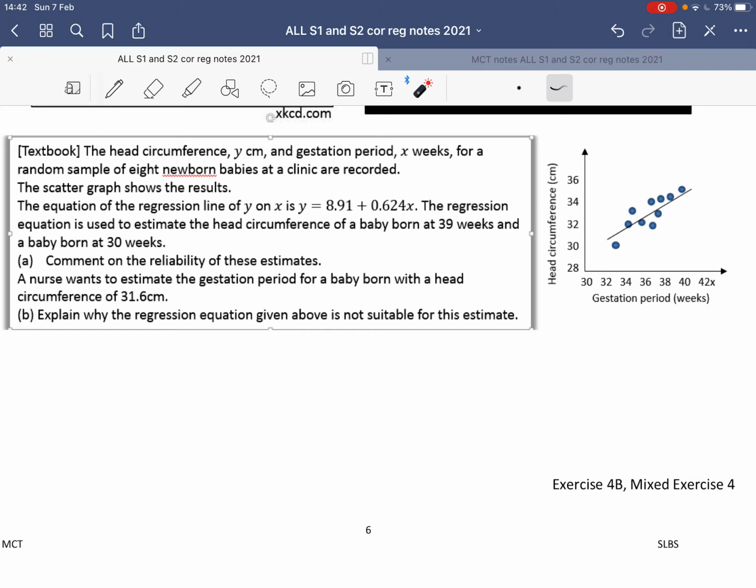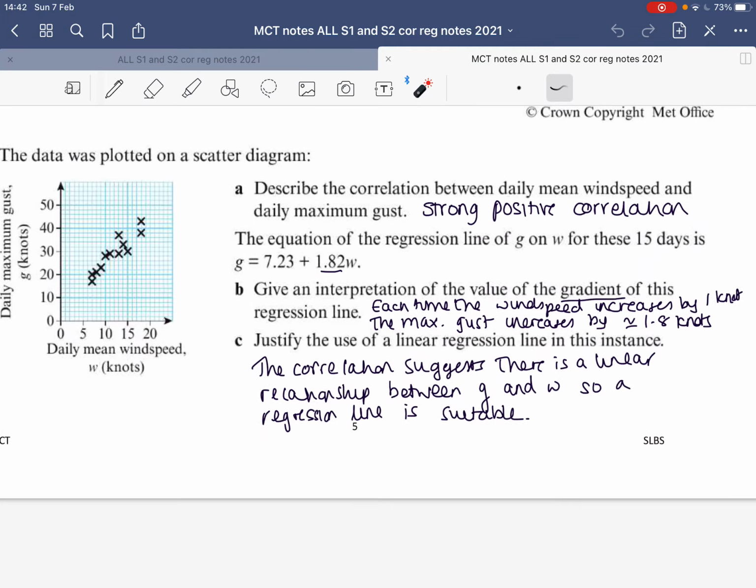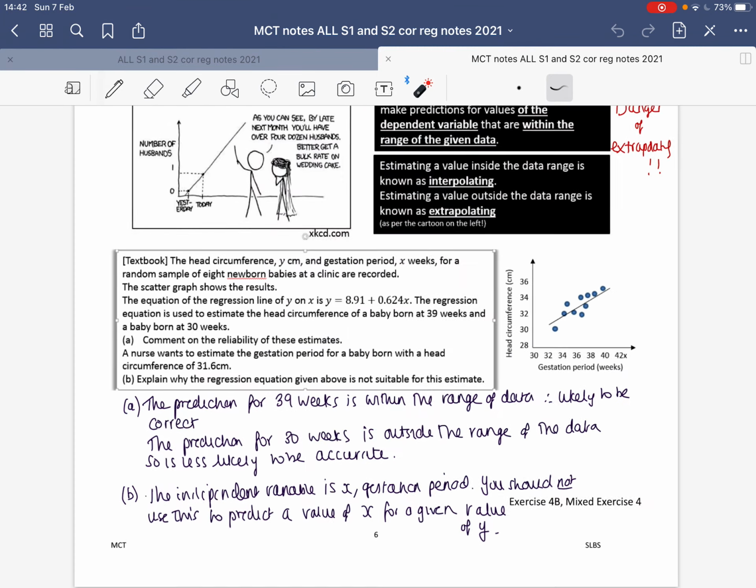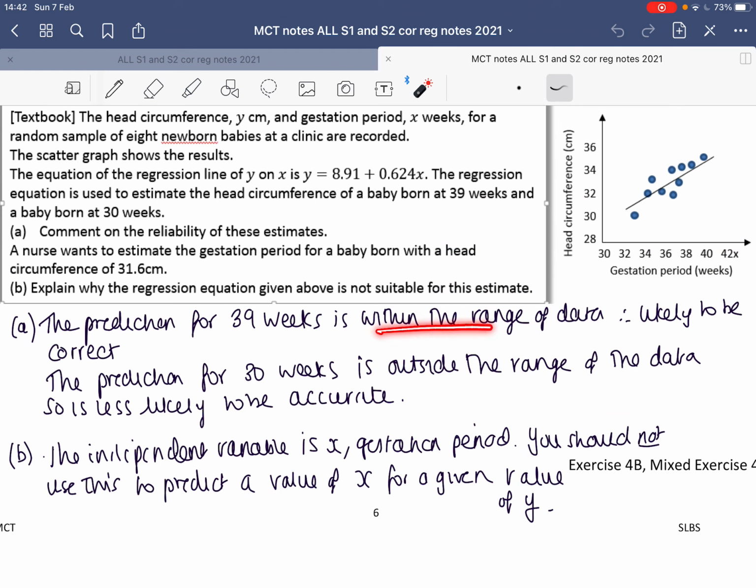So at 39 weeks, if you go up on 39 weeks gestation on the x-axis, so that's here, that's within our set of data. So that's perfectly fine. We could use that to predict. Whereas a baby born at 30 weeks would be here, and we've got no data at this point. So the prediction for 39 weeks is within the range of data, so therefore it's likely to be correct. The prediction for 30 weeks is outside the range of the data, so it's less likely to be accurate.